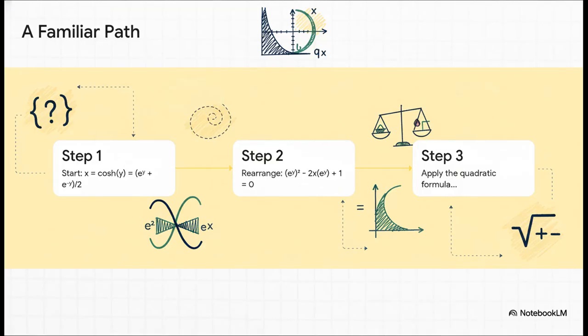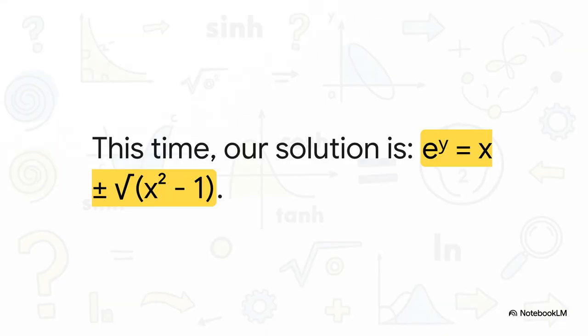We are on a very familiar path now. We start with x equals cosh of y, we substitute in the exponential definition, multiply and rearrange things, and just like before, it beautifully simplifies into a quadratic equation in terms of e to the y. So once again, we reach for our trusty quadratic formula. And here's what we get.